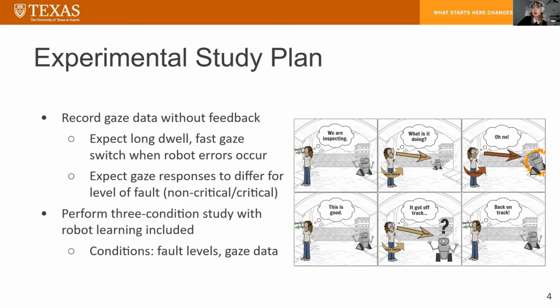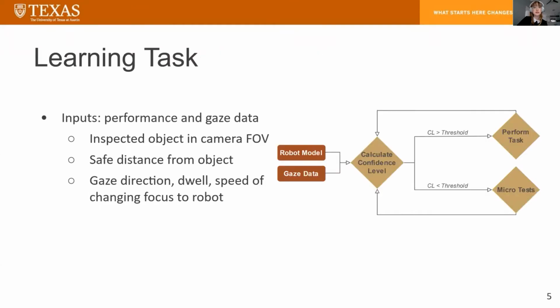We expect longer visual attention on the robot when it's doing something incorrectly, as people are questioning what it's doing. But also if the human has a secondary task, say an assembly task that they're working on while the robot is performing its own task, when the robot is about to do something dangerous, they're going to switch their attention from one task to the other faster. And then afterwards include this in the robot model with the robot training, and do a study with these different fault levels and the different gaze data.